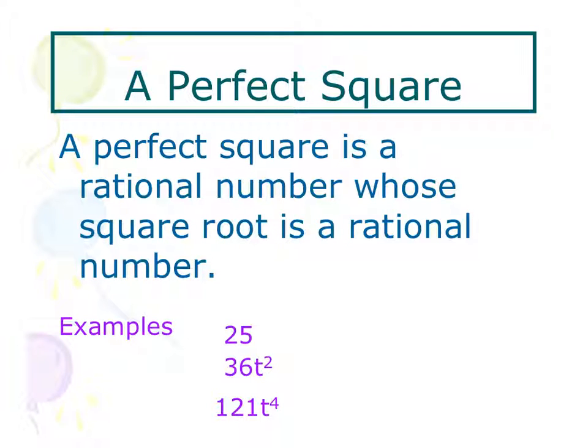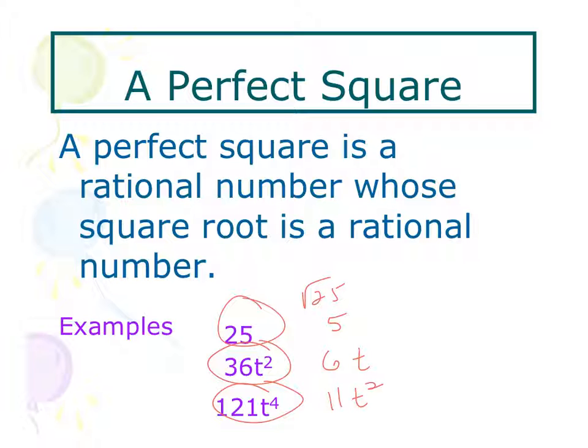Alright, so what is a perfect square? Well, a perfect square is a rational number whose square root is a rational number. Examples of perfect squares are 25, because the square root of 25 is 5. 36t squared is a perfect square because the square root of 36 is 6, and the square root of t squared is t. And 121t squared is a perfect square because the square root of 121 is 11, and the square root of t to the fourth is t squared.